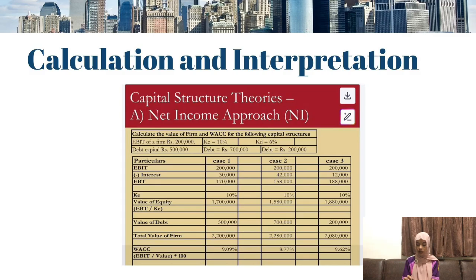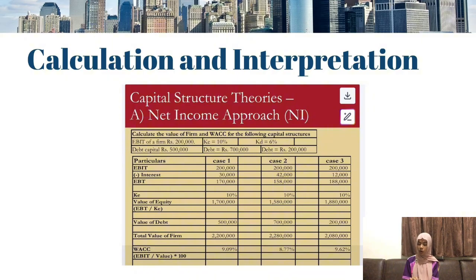Para naman makuha natin ang ating cost of capital or itong WACC or the weighted average cost of capital, EBIT is divided by the value of firm times 100. So dito, ang ating EBIT nasa taas, sa case 1 natin is 200,000, sa case 2 natin is 200,000, equal na sila lahat. Bale, ang EBIT natin, i-divide natin sa value. So, try natin sa case 1, EBIT natin, 200,000 divided by the value of firm na 2,200,000, which gives us the cost of capital na 9.09%.